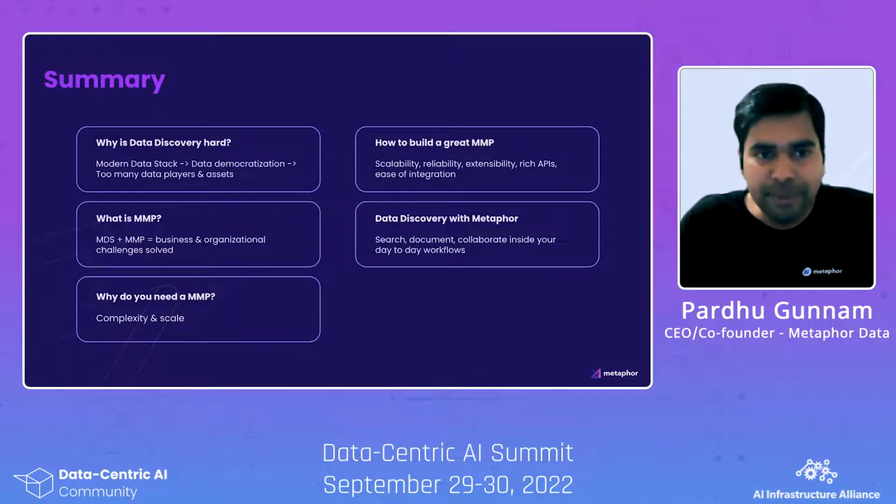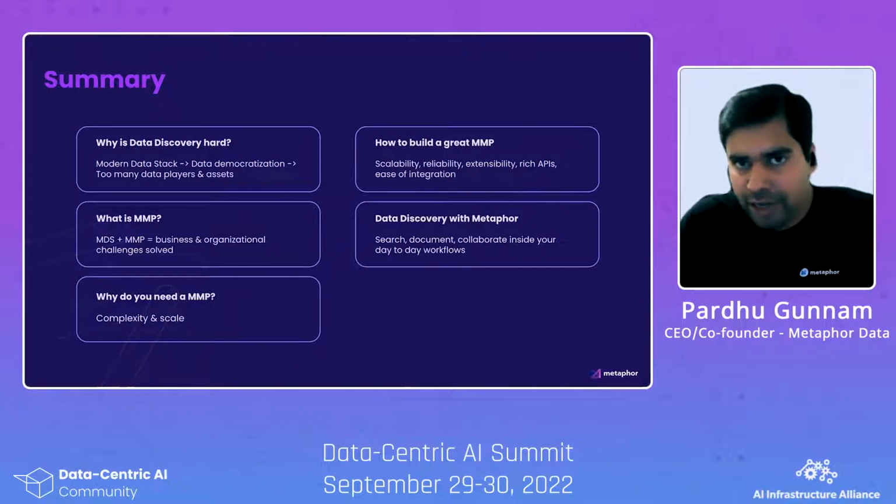With this, let me summarize my talk. We started with why data discovery is hard, especially with the modern data stack and data democratization, enabling a lot of new challenges across multiple players and assets. And why you need an MMP, how it can bring in various business and organizational challenges, and how it can holistically solve a wide variety of use cases. And why you need an explicit MMP, the complexity and scale involved, and how we need to treat metadata with the same respect as your data.